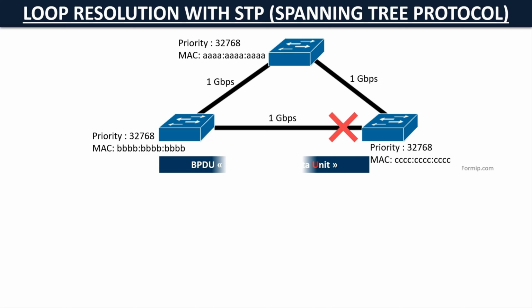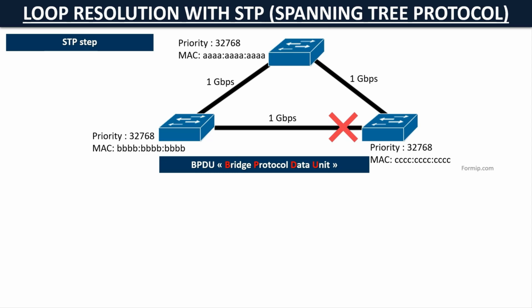Spanning tree uses BPDU for communication between switches. BPDUs are frames that are exchanged regularly, about every 2 seconds, and allow switches to keep track of changes on the network in order to activate or deactivate equipment ports. The spanning tree algorithm works in several steps.